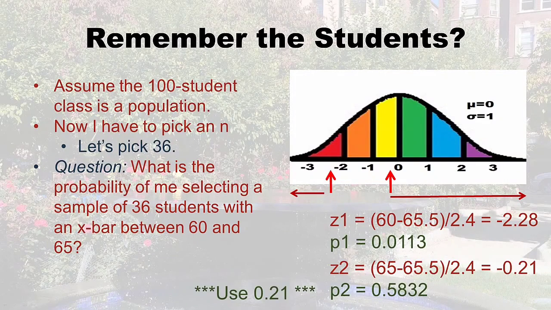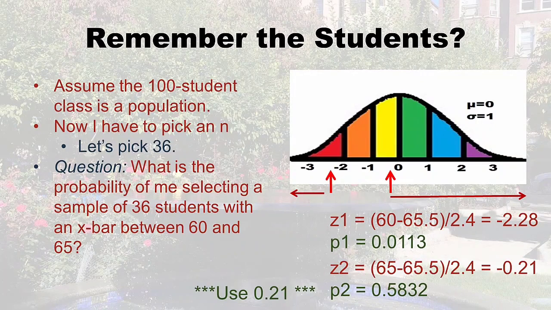So now we're going to deal with the probabilities, right? For Z1, we're looking at something to the left, so we just leave the Z alone and go look it up. And that's P equals 0.0113. For Z2, we have to flip the sign and use the opposite Z because we're going for the right. So that was the probability 2. And we can check that, because we can see that's more than 50% of that shape. So it's 0.5832.